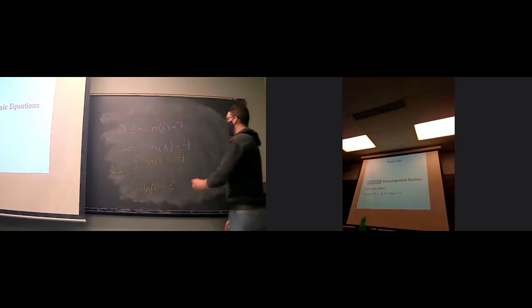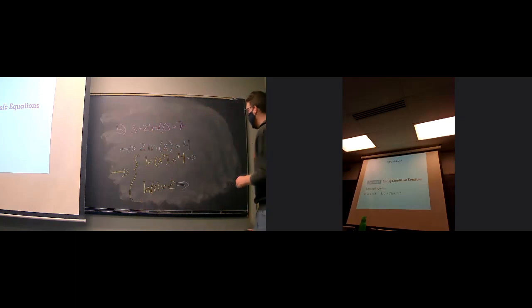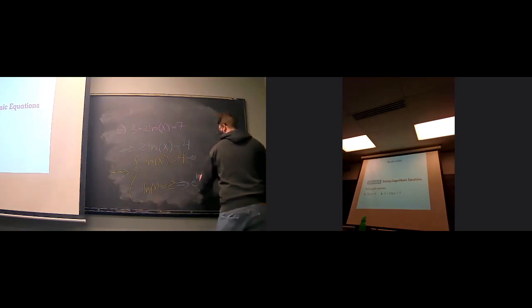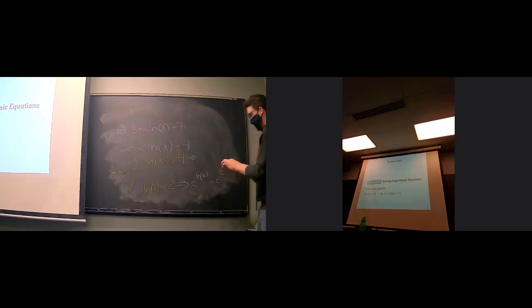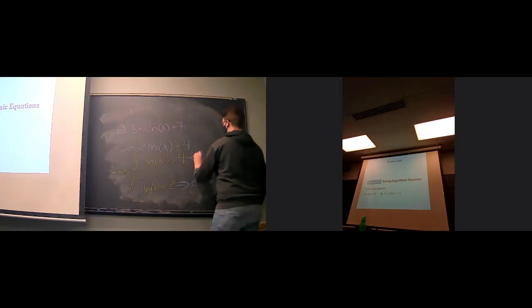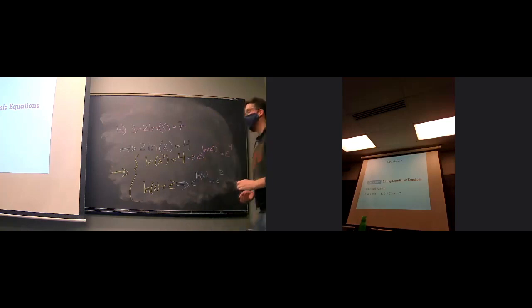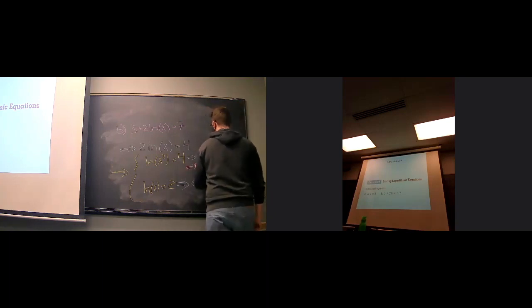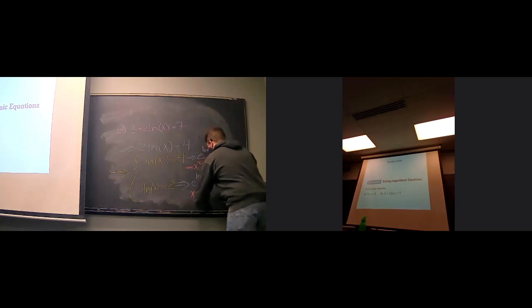Well, if this is the case, let's take both sides and raise e to them. This thing, e raised to the ln of whatever, it's just going to be that whatever, right? So this is going to give us x squared is equal to e to the fourth. And down here, this is going to give us x is equal to e to the second.